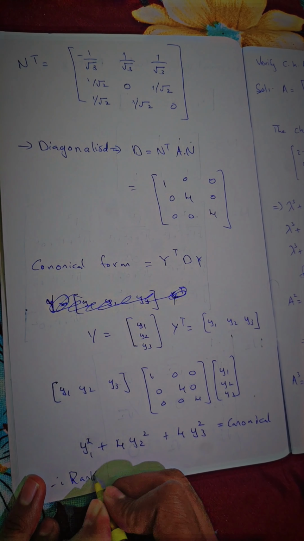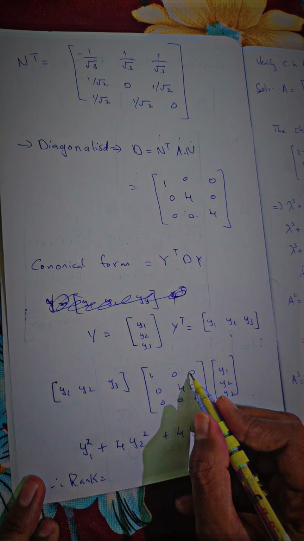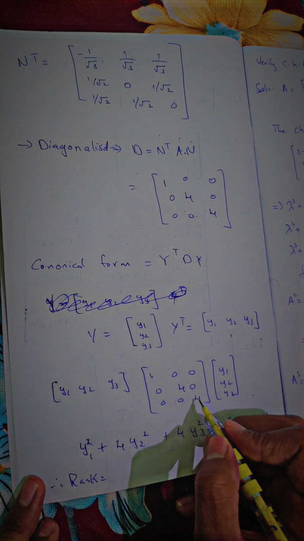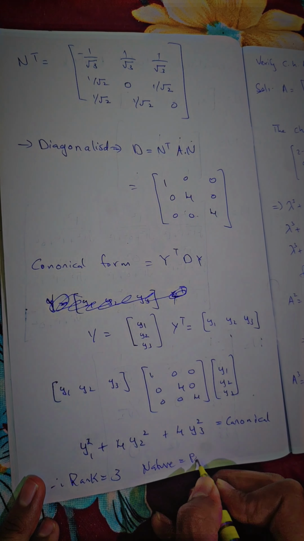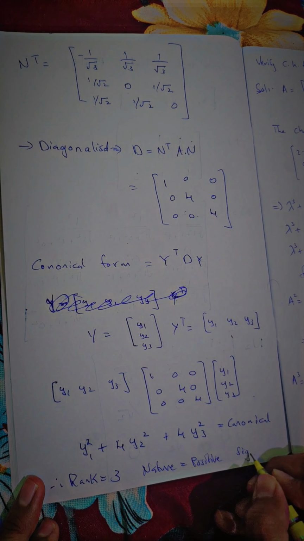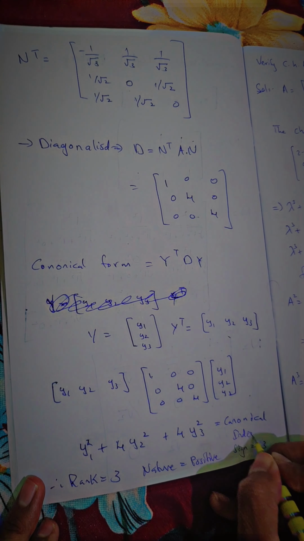So the rank is equal to the number of non-zero rows. Here there is no row which has all zero values. So rank is equal to 3, nature is positive, and signature is equal to 3. Therefore index is also equal to 3.